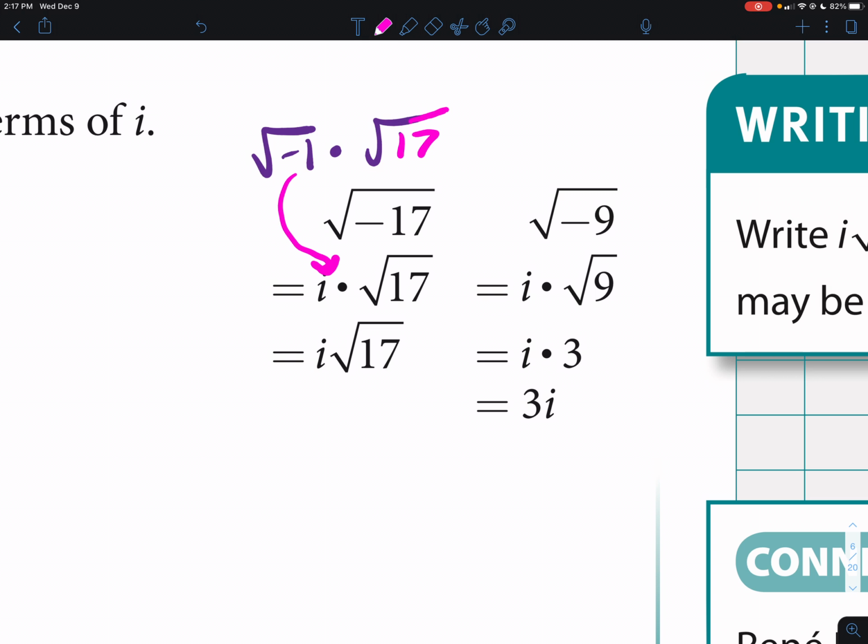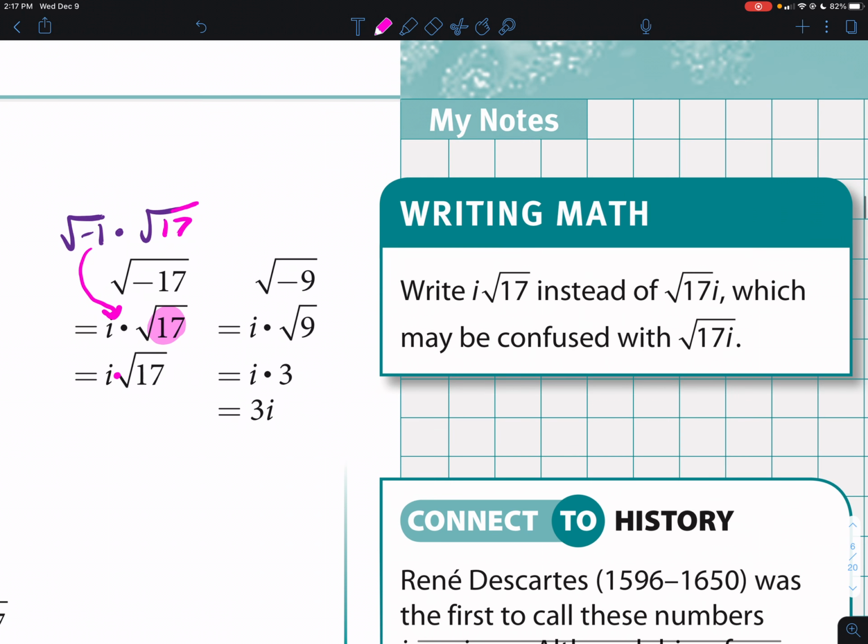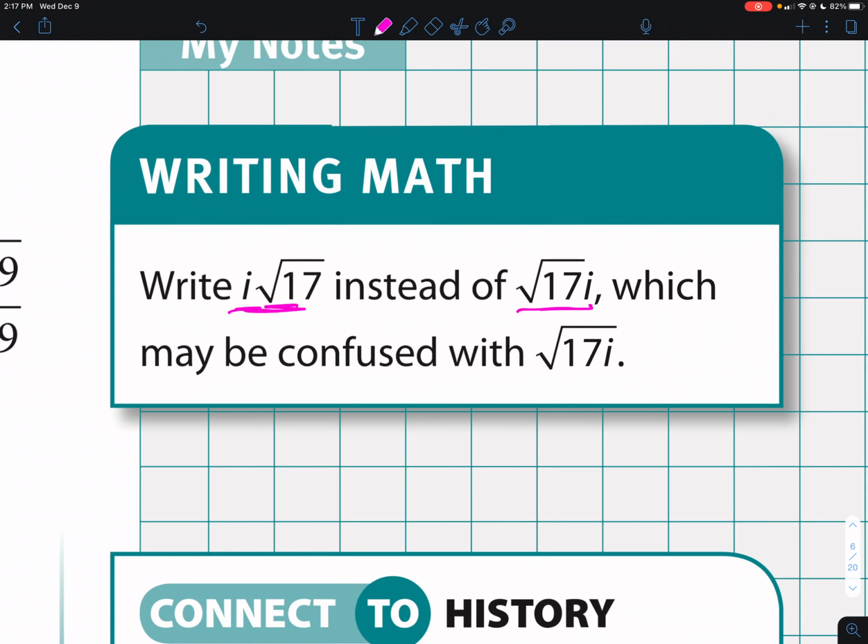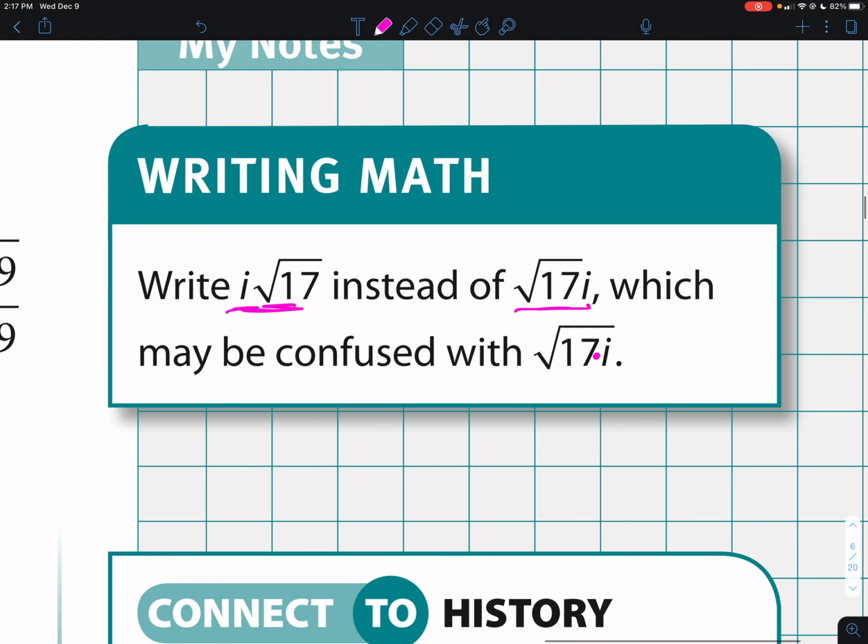So in the warm-up, remember we broke numbers down into primes. 17 is just 1 times 17. So this is, by definition, a prime number. So it's going to stay in the radical. And good form for radicals, if you still have a radical in an answer, is to put the i in the front. It's less confusing, and it talks about it over here. Write i square root of 17 instead of square root of 17i. It can be confusing. If you put the i behind it, it might look like you're trying to include the i in the radical, when really it should be outside the radical.